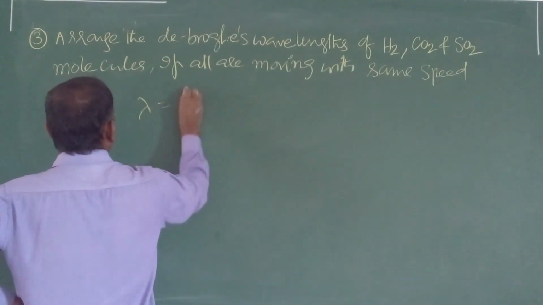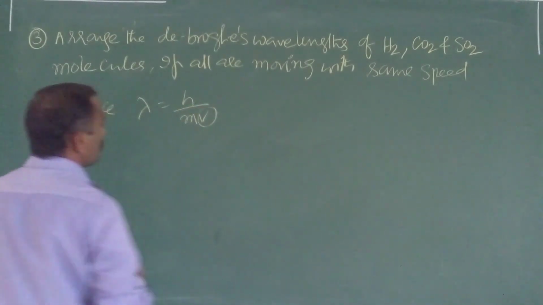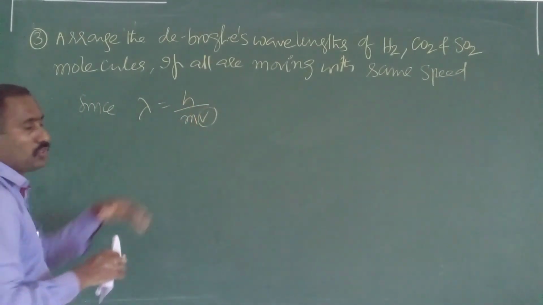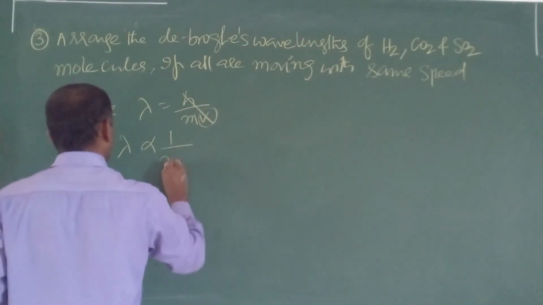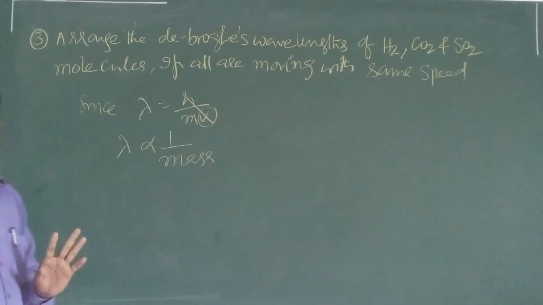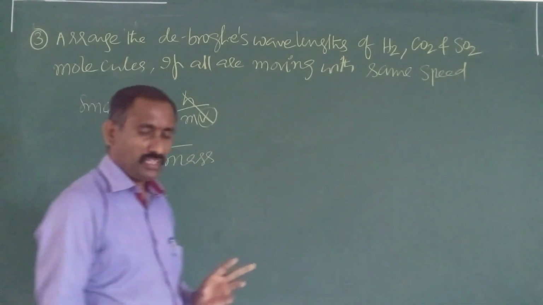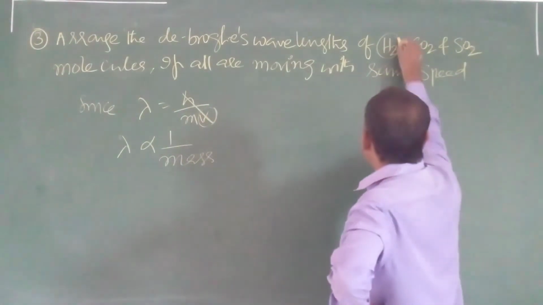Lambda equals what formula? h by mv. According to the given data, all travel with the same speed, so v is constant. Anyhow, h is also constant. Therefore, lambda is inversely proportional to mass. Here, mass means we are considering molecular weight. Whenever molecules are given, we consider molecular mass.